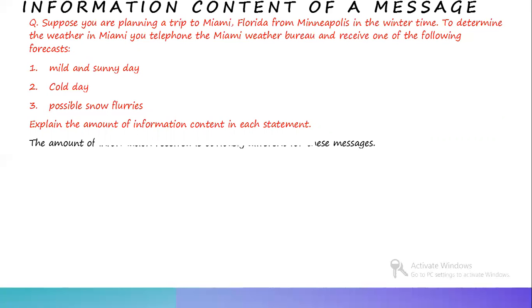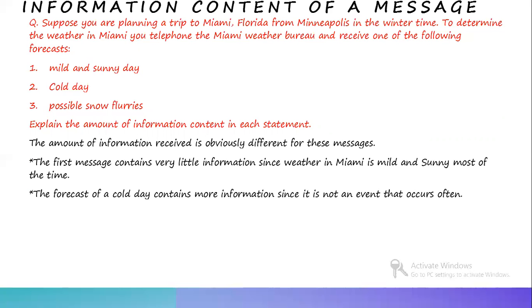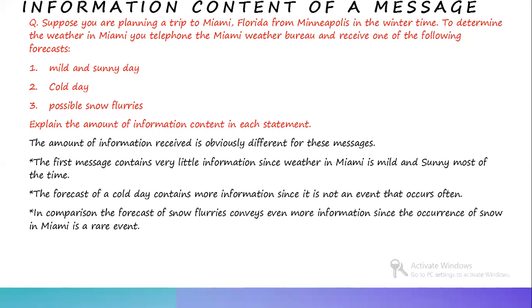The amount of information received is obviously different for these messages. The first message contains very little information, since weather in Miami is mild and sunny most of the time. In the second scenario, the forecast of a cold day contains more information than the first, since it is not an event that occurs often. In the third case, the forecast of snow flurries conveys even more information, since the occurrence of snow in Miami is a rare event.